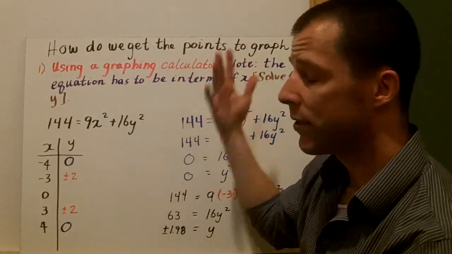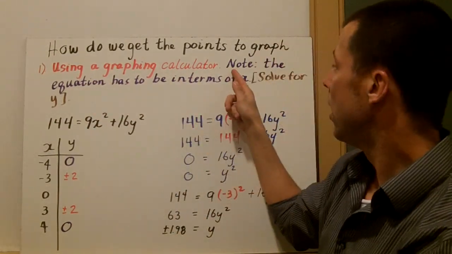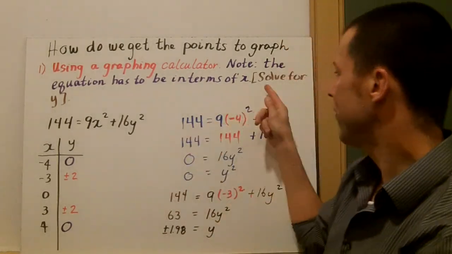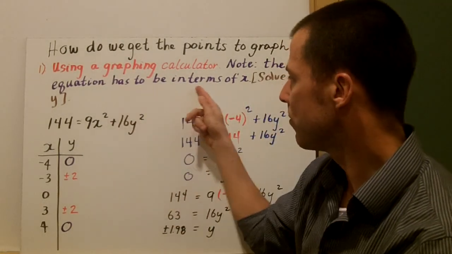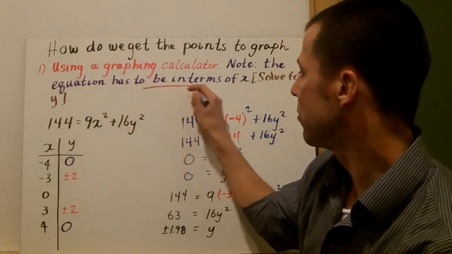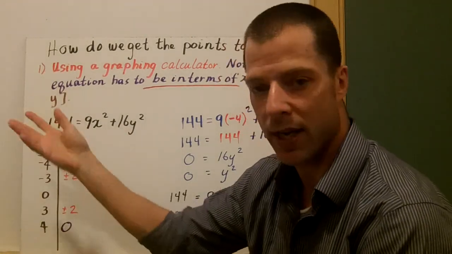So how do we get the points for these graphs? Well, you could use a graphing calculator, but you've got to be careful. You've got to solve the equation in terms of x, meaning you have to get y by itself. When we say in terms of x, the equation has to be y equals something times x.